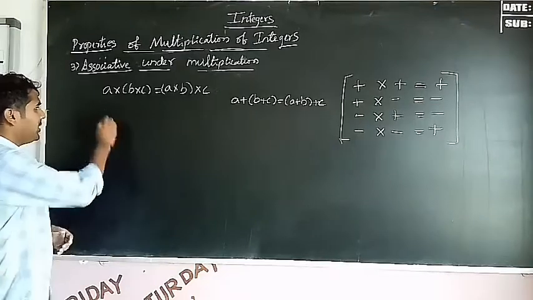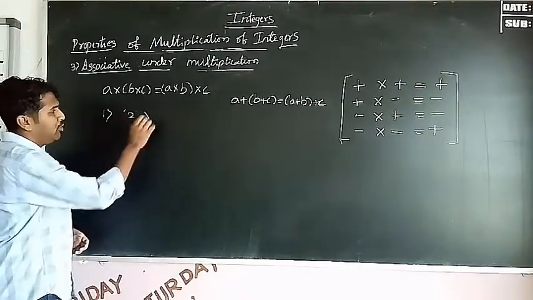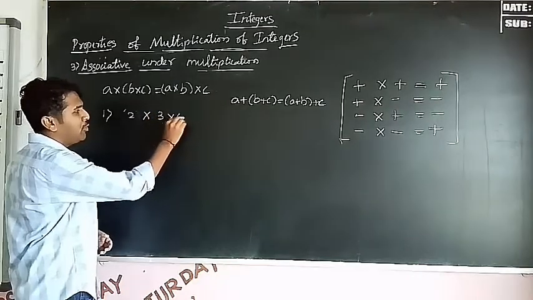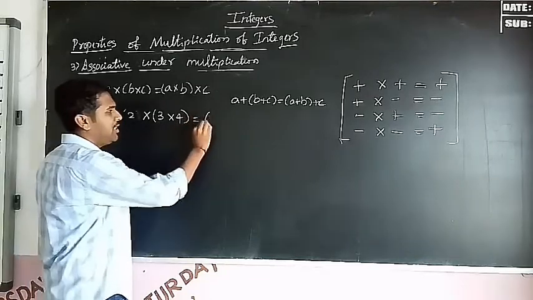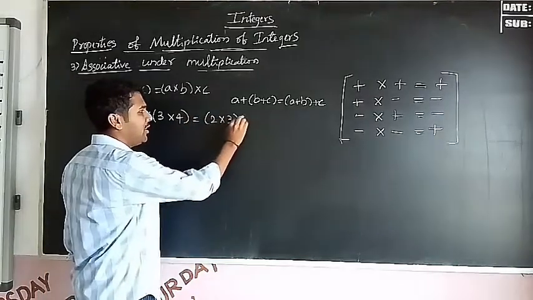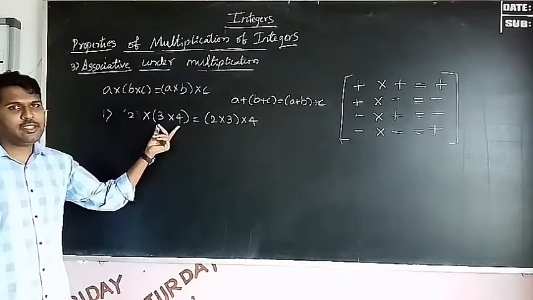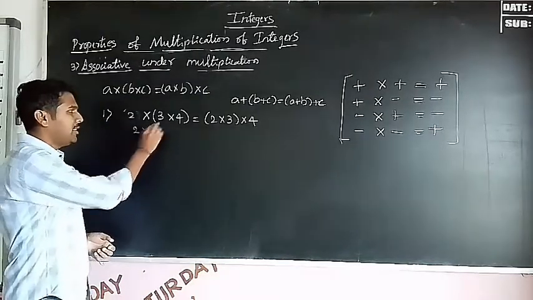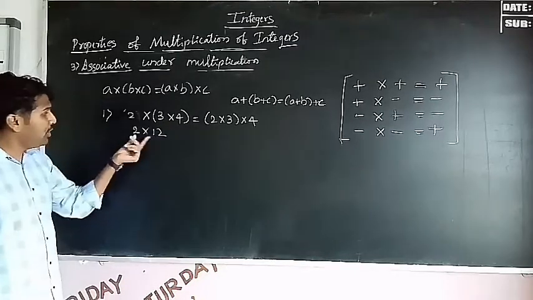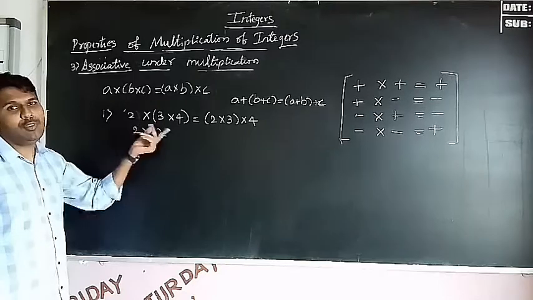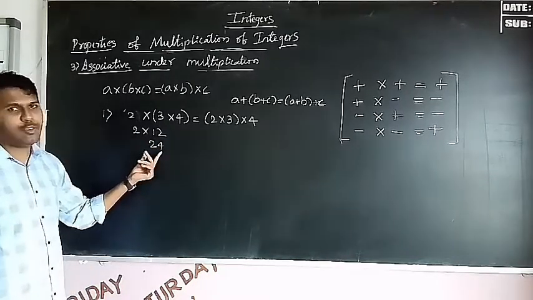So take one example: 2 into (3 into 4). Use the bracket. First you have to solve the bracket. 3 into 4, 3 fours are 12. And 2 into 12, that is 2 twelves are how much? 24. On the left hand side you get the answer 24.